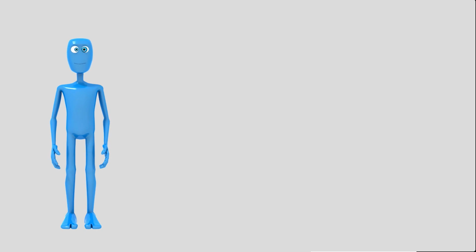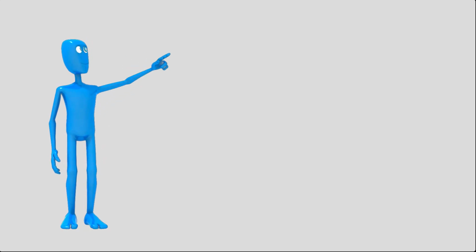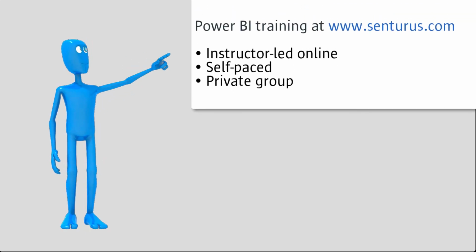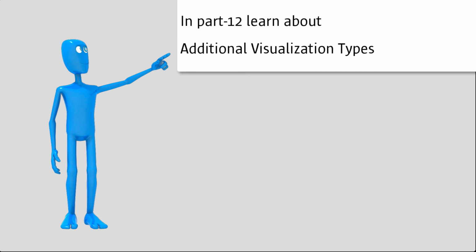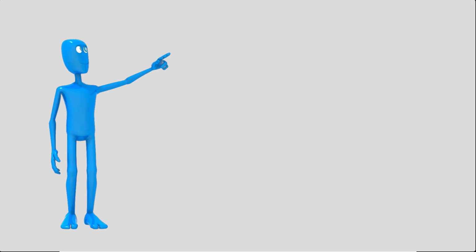That concludes this module where we saw how to conditionally format our visualizations using rules, ranges, and DAX functions. In our next installment, we will look at how to create additional visualization types.